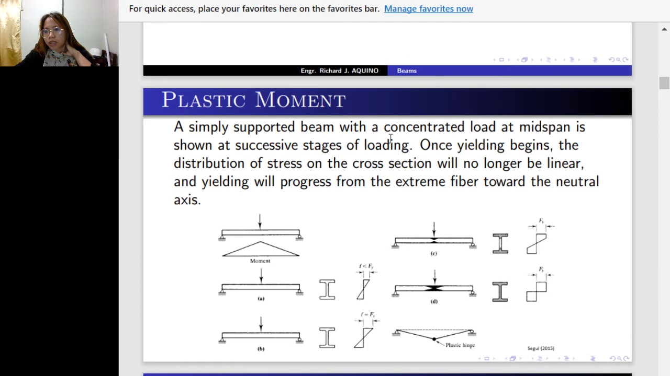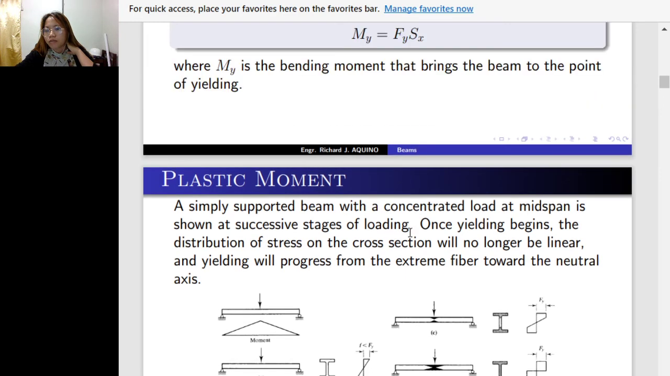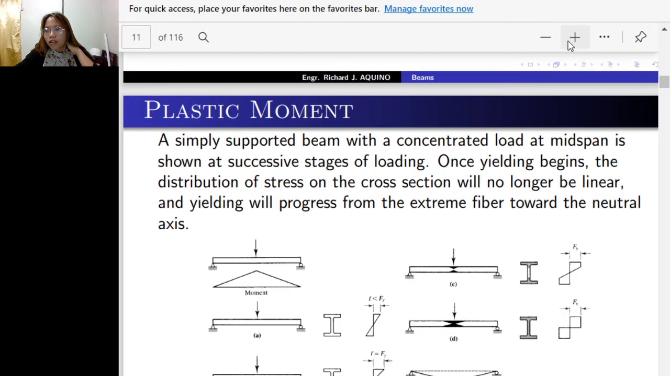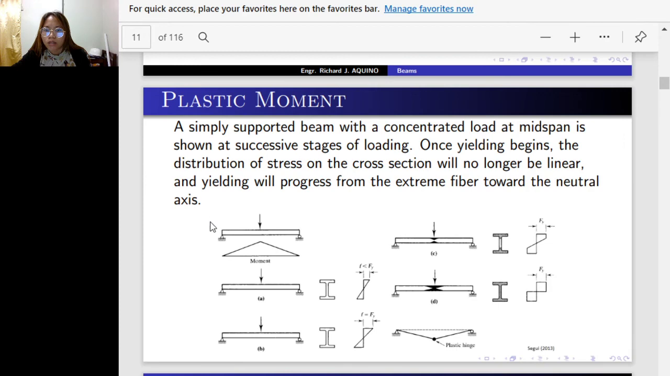So a simply supported beam with a concentrated load at midspan is shown at successive stages of loading. Now we have this figure. Once yielding begins, the distribution of stress on the cross-section will no longer be linear, and yielding will progress from the extreme fiber toward the neutral axis. So you have this figure, no? Simply supported beam with concentrated load at midspan, at successive stages of loading.